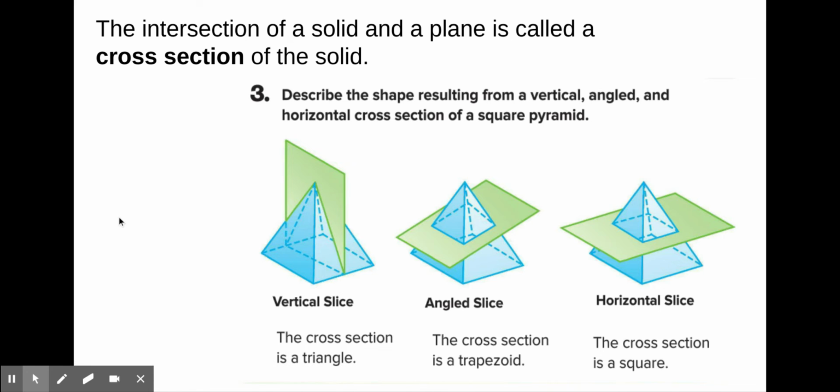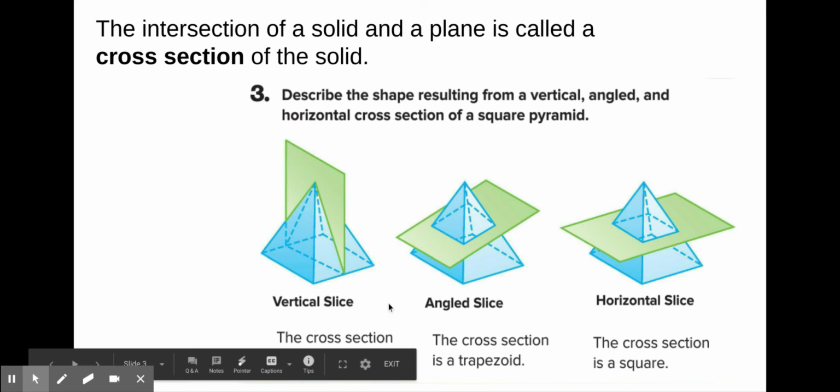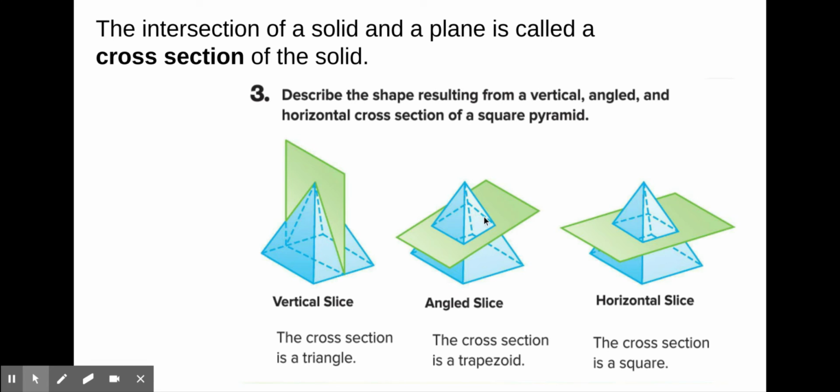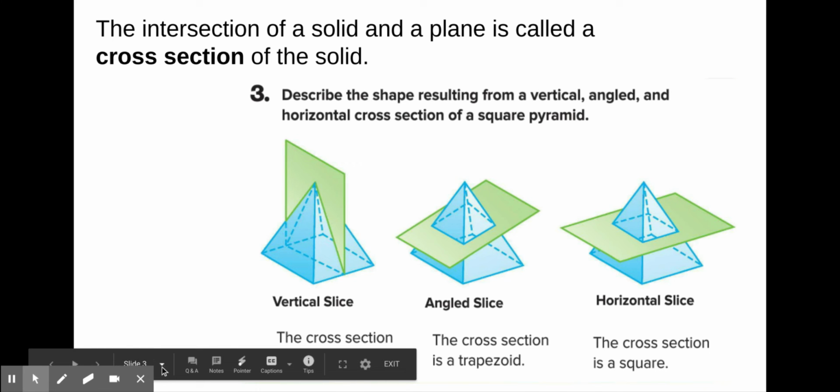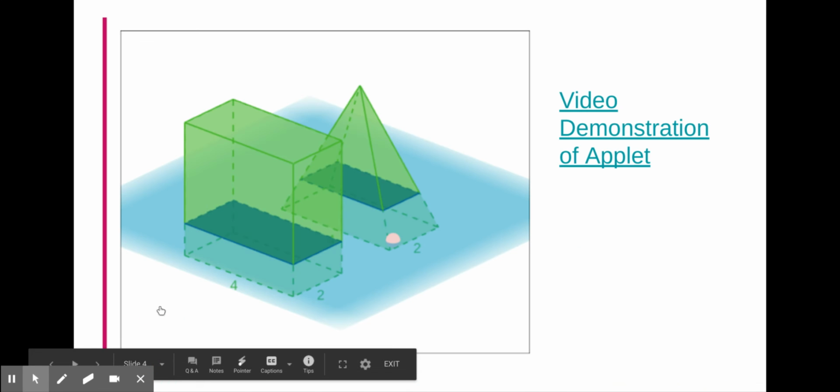All right, so we see intersection cross section here. If we look at this, when the cross section is going straight down through, it's a triangle. When we come through this rectangular pyramid at an angle, it's going to be more of a trapezoid. I have a little applet coming up that's going to show that a little bit better. If it goes straight through, coming straight up, straight down, you get a square. And again, I have an applet coming up to help you work with that.